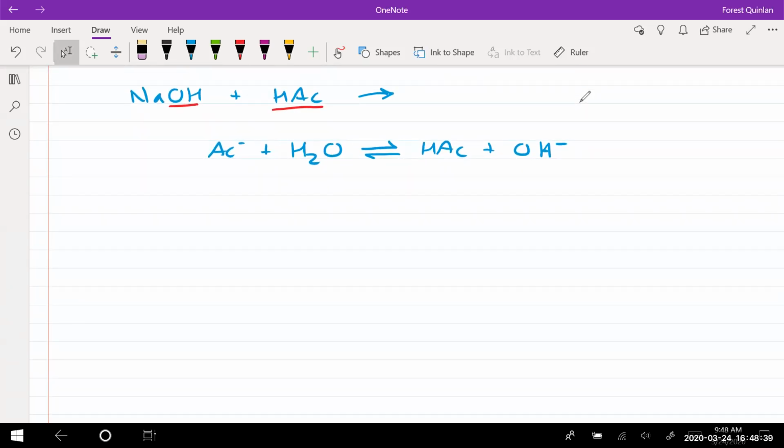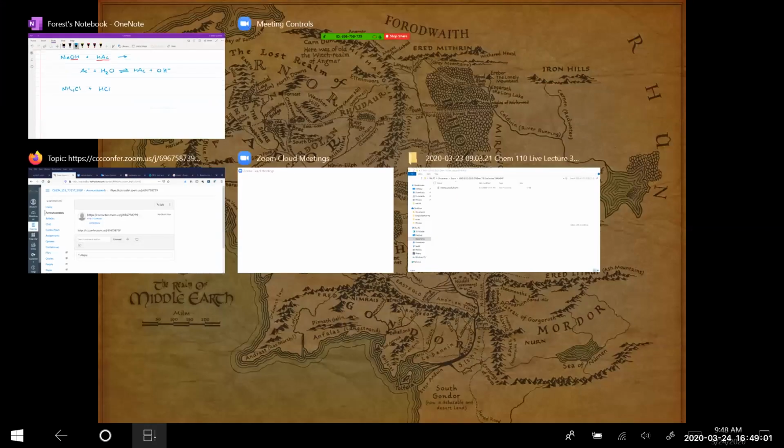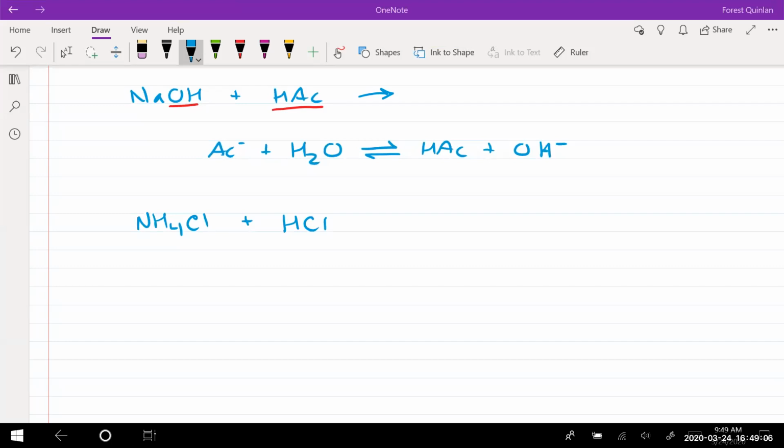All right, how about some NH4Cl with HCl. Is there a way to just get a bunch of lists here? Oh man, I just want the list. Oh, I can maybe go to participants. Hold on. Let me go back into this. Participants. There we go. Can I drag this? There we go. All right.